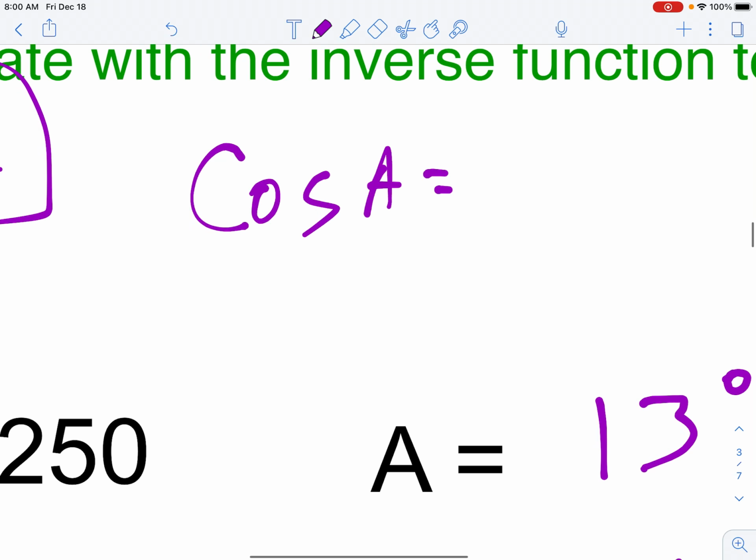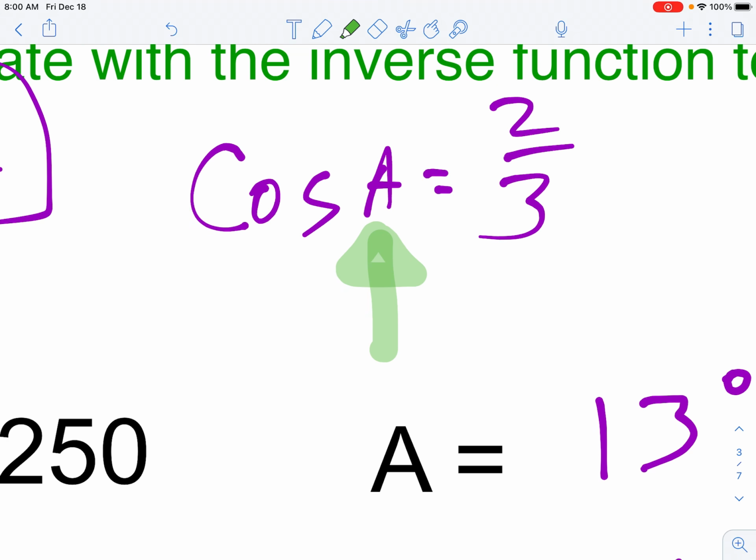We were finding sine of A, cosine of A, tangent of A, and then we had to flip-flop and do sine of B, cosine of B, tangent of B. We had fractions that look like this. What we're going to do now is solve for our angle. We want to find out what that angle is.